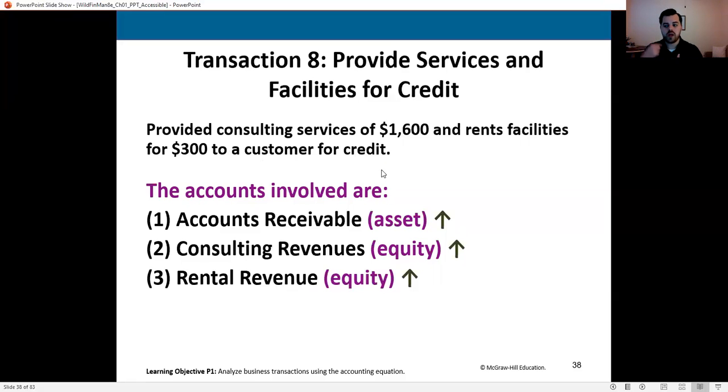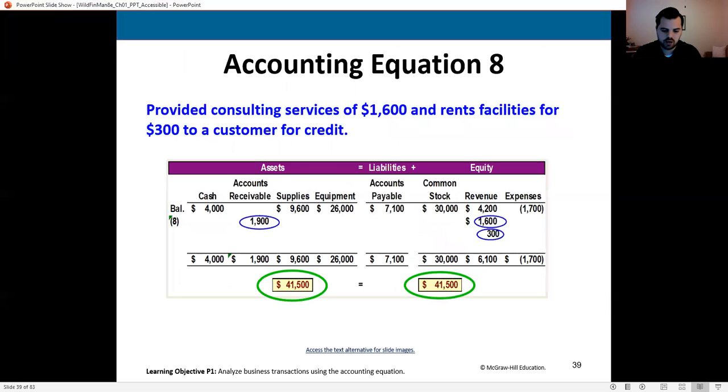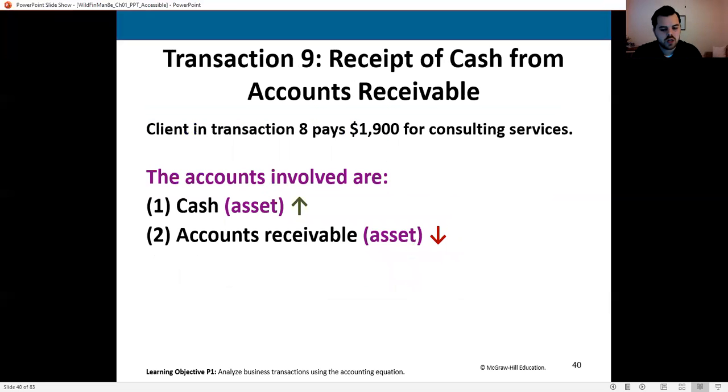Okay, so before we owed somebody else, we had what was called a payable. Now they owe us. In this case, we are set to receive cash in the future. So instead of having accounts payable, which is a liability, we have accounts receivable, which is an asset. That accounts receivable account is increasing. We then see consulting revenue, which is an equity account, increasing, and rental revenue, which is also an equity account, increasing, once again, leaving our balances equal.